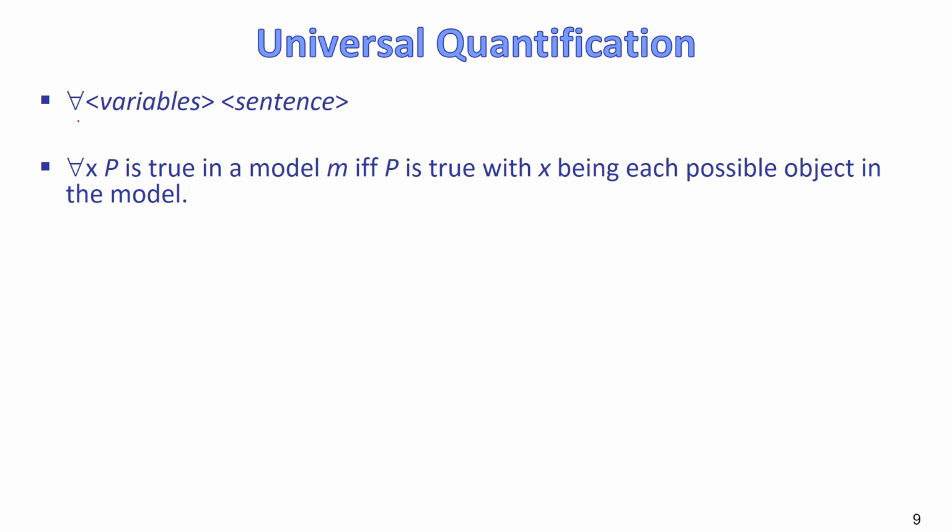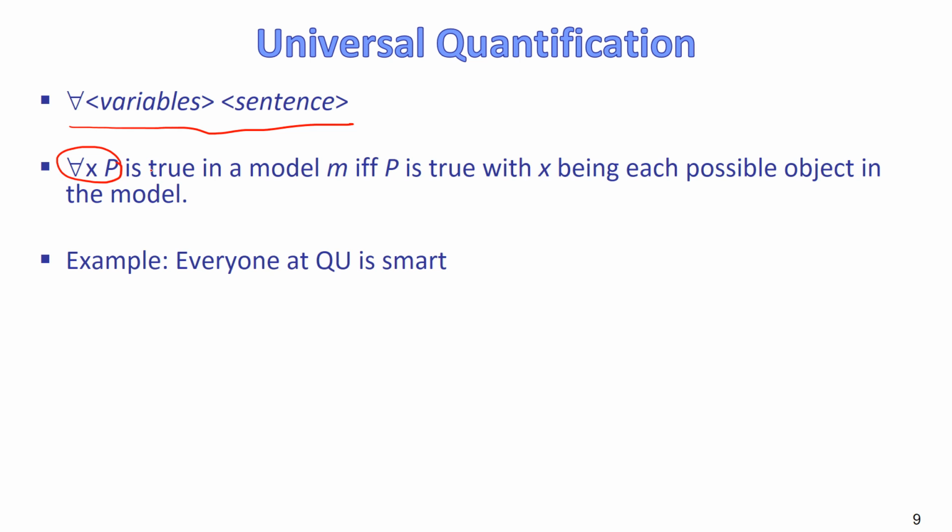So what do we mean by this kind of sentence? For all variables, of course, that's the syntax of it: for all, some variables, and then some specific sentence. So if I say for all x, P, that means that this sentence is true in a specific model M if and only if P is true for every x. That is, if and only if P is true with x being each possible object in the model. So for every x in the model, in the world, P is true. If that's the case, then this whole sentence is true.